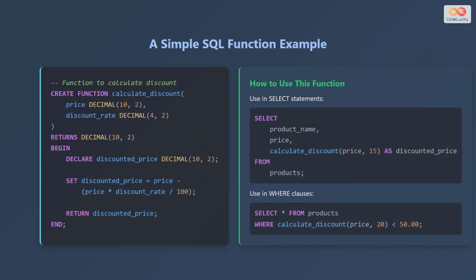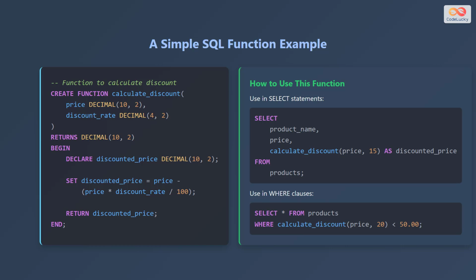Let's walk through a simple SQL function example. This is the code. Comment: function to calculate discount. Create function calculate_discount, price decimal(10,2), discount_rate decimal(4,2), returns decimal(10,2), begin, declare discounted_price decimal(10,2). Set discounted_price equals price minus price times discount_rate divided by 100, return discounted_price, end.